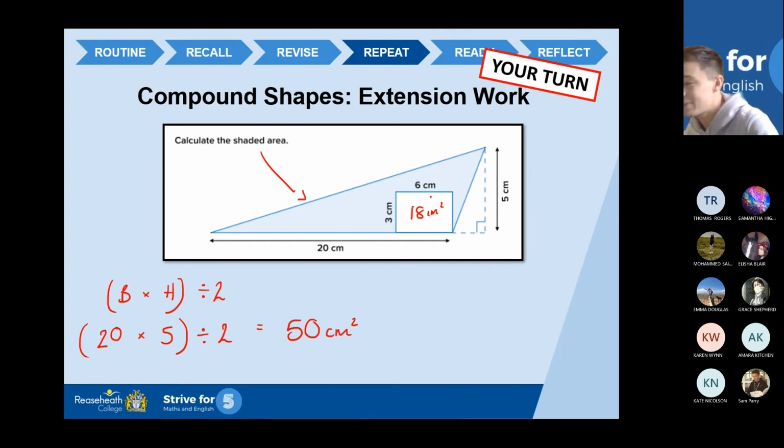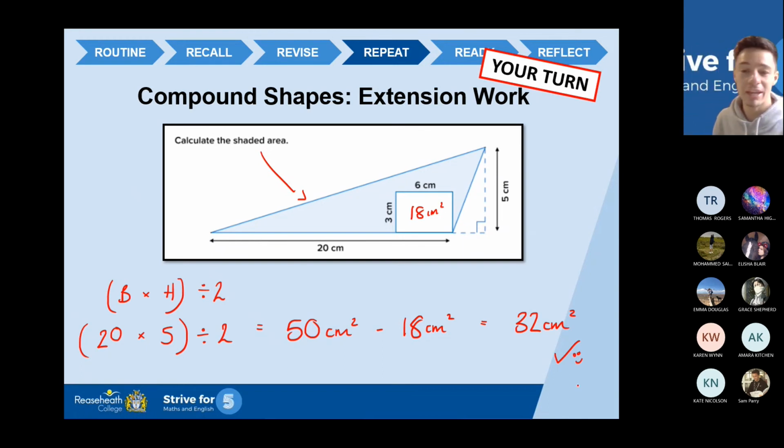The area of the rectangle, now this is the important bit. We need to get the blue shaded area by itself, so we have to get rid of this 18, okay? How do we get rid of something? We subtract it. 50 take away 18 leaves me with 32 centimeters squared. And that little smiley face means jobs are good.